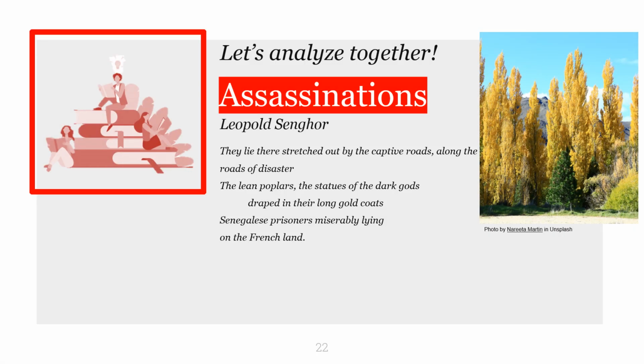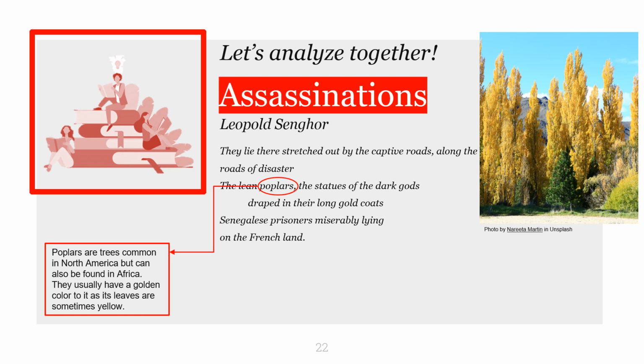Now let's go to the second line. The lean poplars, the statues of the dark gods, draped in their long gold coats. Poplars are trees common in North America but can also be found in Africa. They usually have a golden color, as their leaves are sometimes yellow. So these are an example of poplar trees.